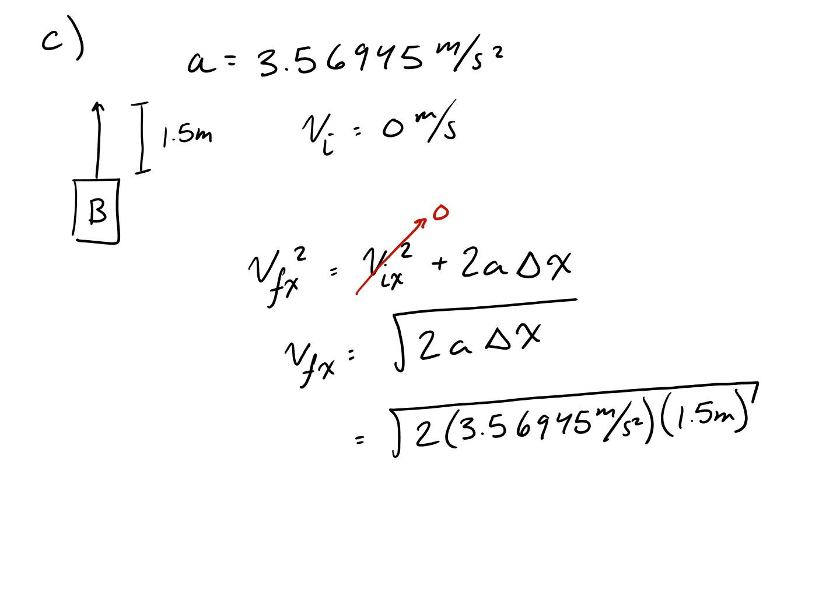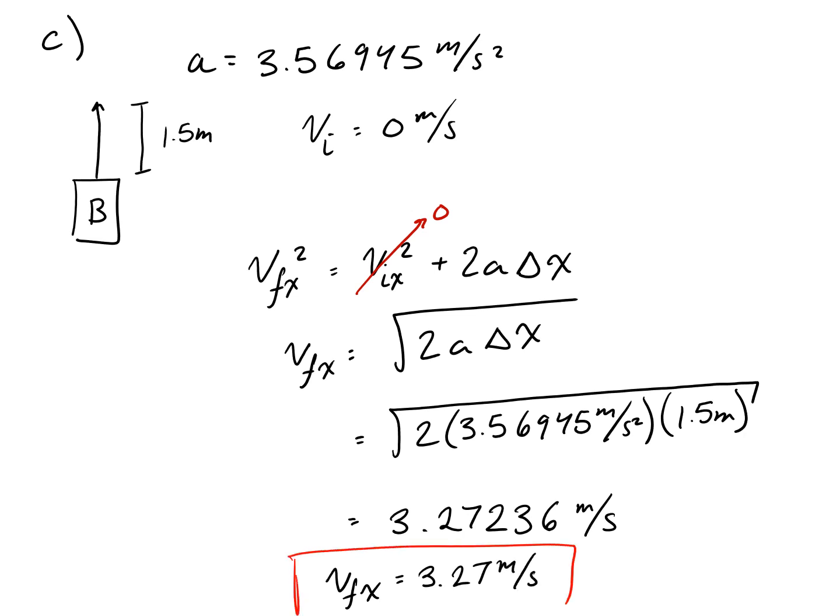Just double checking my work that I did earlier. So when I did this, I got 3.236 meters per second, or the final velocity of box B right before it's going to hit the pulley and kind of stop the whole question as we have been solving for it. It is going to be moving at 3.27 meters per second.